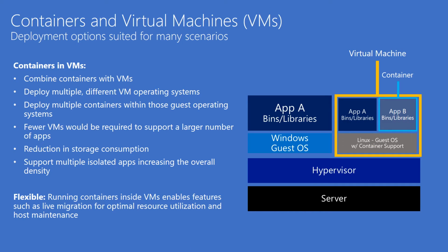Combining containers with virtual machines, fewer VMs would be required to support a larger number of applications. Fewer VMs would result in a reduction in storage consumption. Each VM would support multiple isolated applications, thereby increasing the overall density. So running containers inside a virtual machine enables features such as live migration for optimal resource utilization and host maintenance.